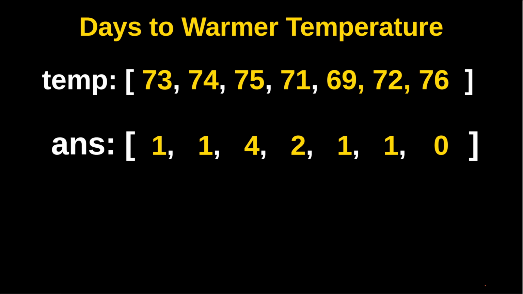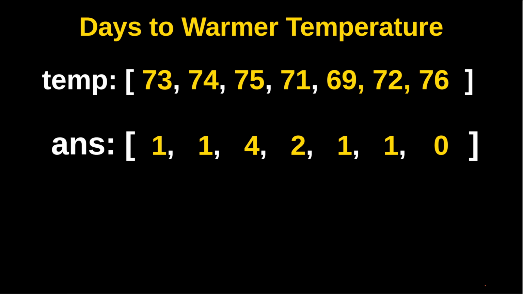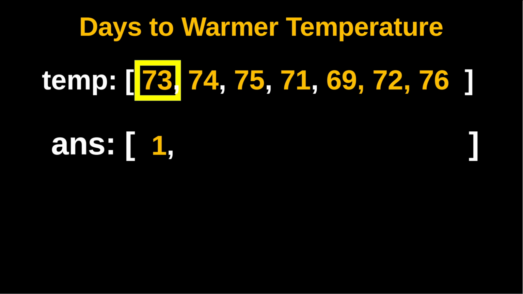Let's take a look at this example. We are given the temperature array. This is the array that we need to return. Let's walk through this together and see how we obtain the answers array. The first item is 73, and we have to find the day in which the temperature gets warmer. So we look through the array from left to right, and we find that the next day is 74. So we have to wait 1 day.